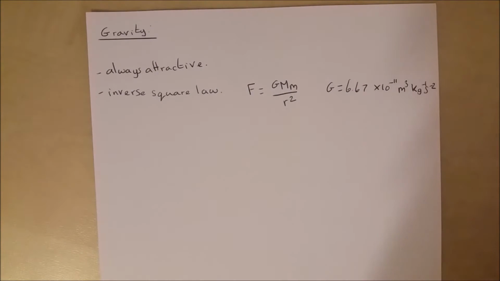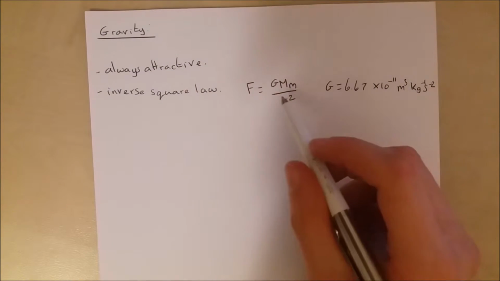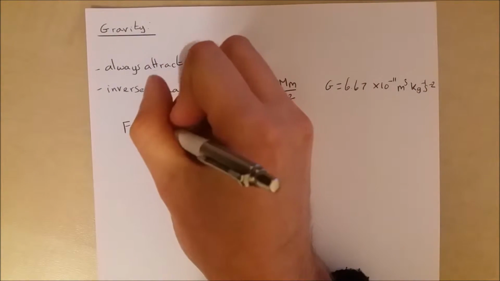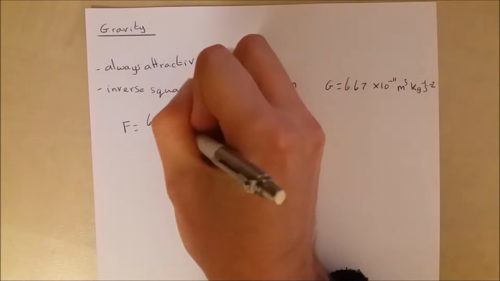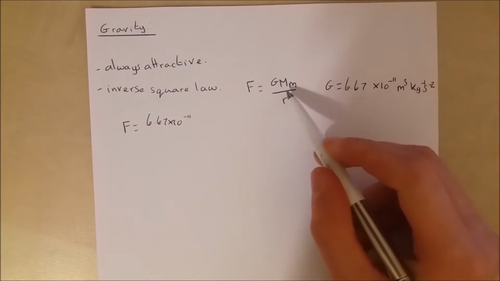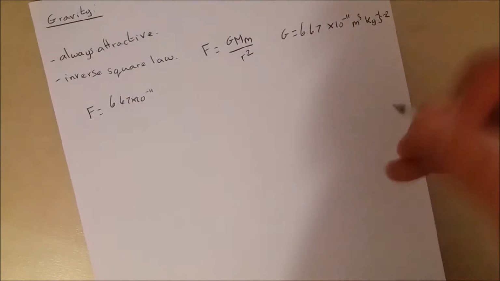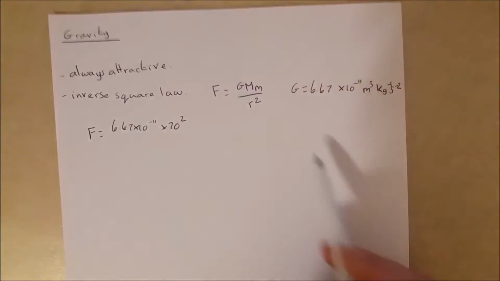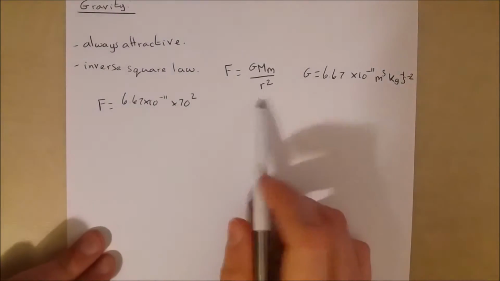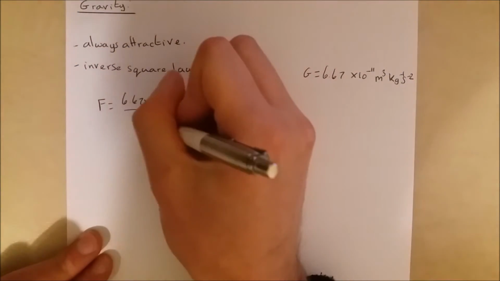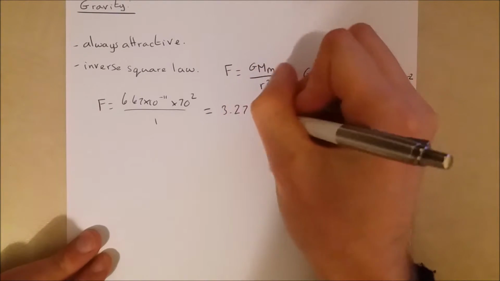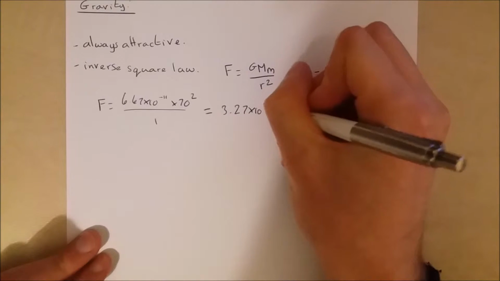So if you do an example with this force, if you do it with two people sitting a meter away from each other, F equals G, 6.67 times 10 to the minus 11. Assume both the people weigh 70 kilograms, so that's times 70 squared, and divided by the distance between them, which is 1 meter, and that gives you 3.27 times 10 to the minus 7 newtons.